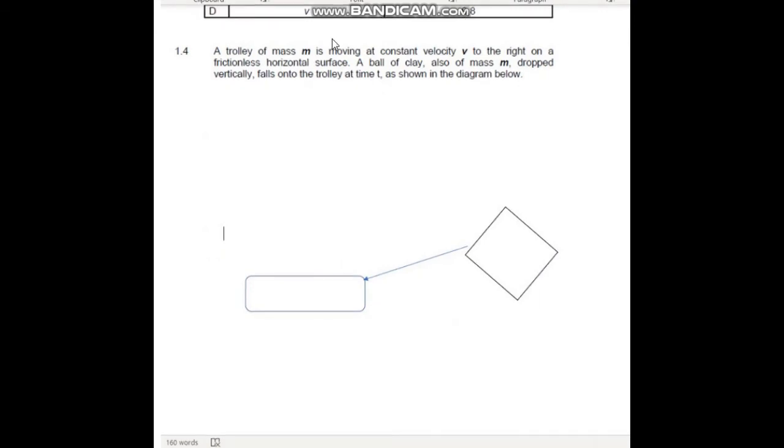1.4 says that the trolley of mass m was moving at a constant velocity v to the right on a frictionless horizontal surface. A ball of clay, also of mass m, dropped vertically, falls onto the trolley at a time t, as shown in the diagram below. Alright, so let's get the diagram. The ball of clay is here, coming downwards, and here you have a trolley that's moving with a constant velocity v.